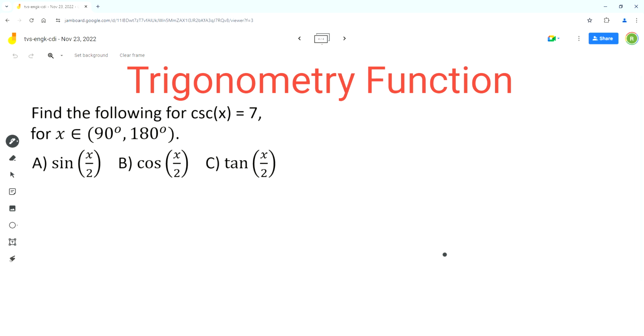So in this video, we'll solve this trigonometry function problem. As per the problem, find the following for cosecant x equals 7 for x in this open interval 90 degrees to 180 degrees. Since it's an open interval, x cannot be equal to 90 degrees or 180 degrees, but any value between 90 degrees and 180 degrees. We have to find the values of sine x over 2, cos x over 2 and tan x over 2.